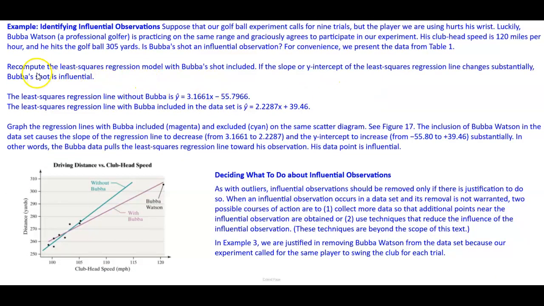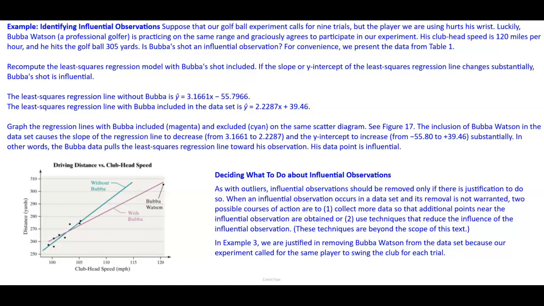Okay, so we recompute the least squares regression model with Bubba's shot included. If the slope or y-intercept of the least squares regression line changes substantially, Bubba's shot is influential. Now, the least squares regression line without Bubba is y hat equals 3.1661x minus 55.7966. The least squares regression line with Bubba included in the data set is y hat equals 2.2287x plus 39.46. So let's go ahead and highlight that information.